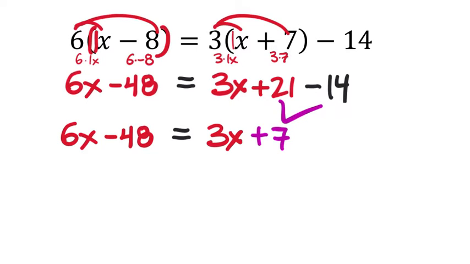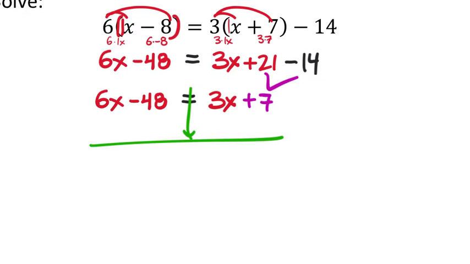So I don't see any more distribution. I don't see any more combining like terms. This means I can go straight into my principles of equality. So for my principles of equality, I would start looking at my x's. I got 6 x's on the left. I got 3 x's on the right. Okay, again, where are there more x's? More x's on the left. So I'm going to keep those there, which means that the 3 x's, I need those to zero out.